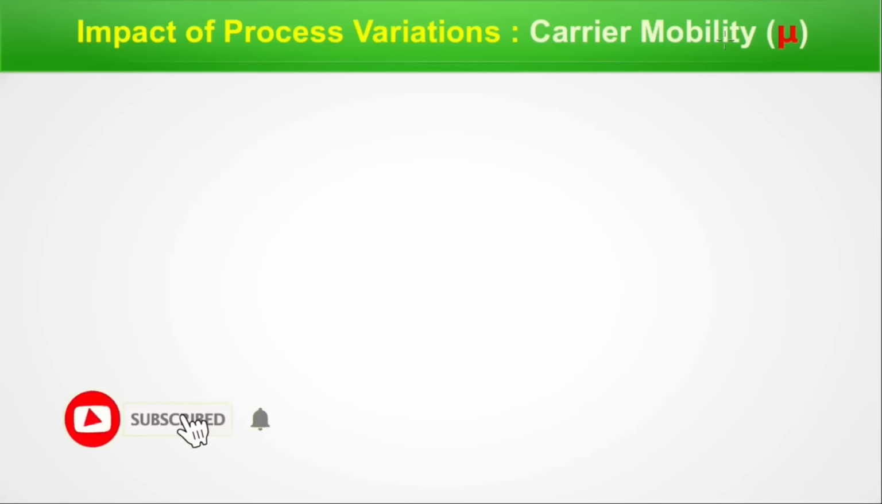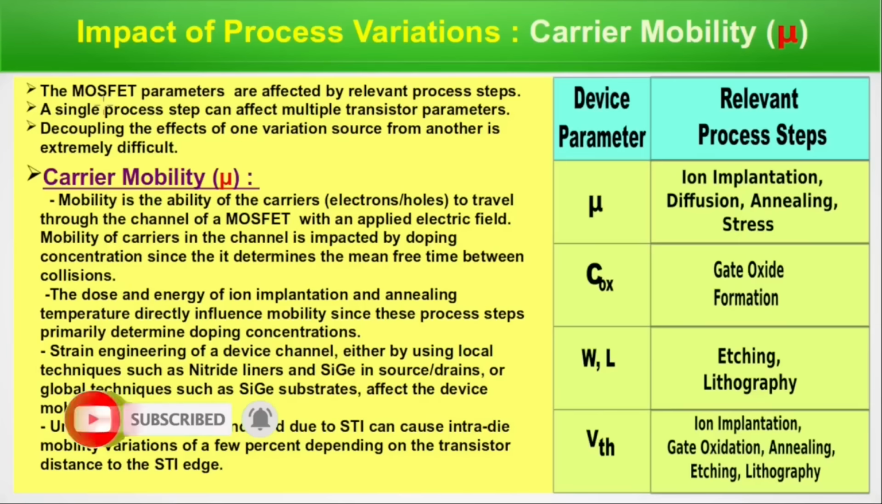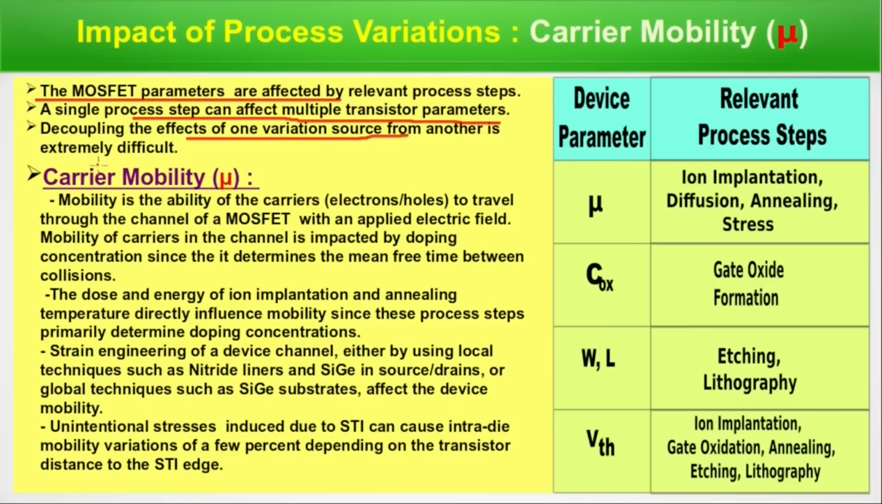Impact of process variations on carrier mobility. The MOSFET parameters are affected by the relevant process step. A single process step can affect multiple transistor parameters. Decoupling the effects of one variation source from another is extremely difficult. Look at this chart, we can easily understand that.